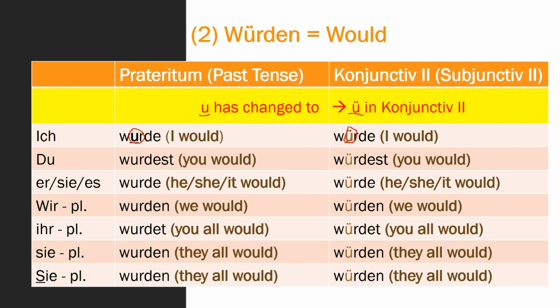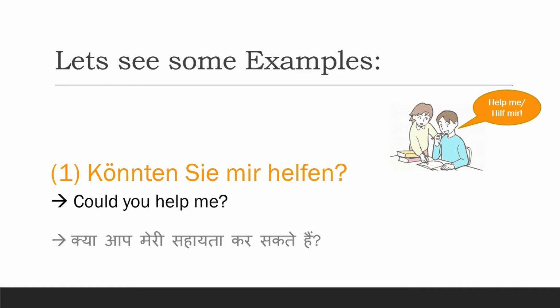I will read out the conjugations. Ich würde, du würdest, er sie es würde, wir würden, ihr würdet, sie würden, Sie formal würden. So these were the conjugations. Let's see some examples to make it more clear.